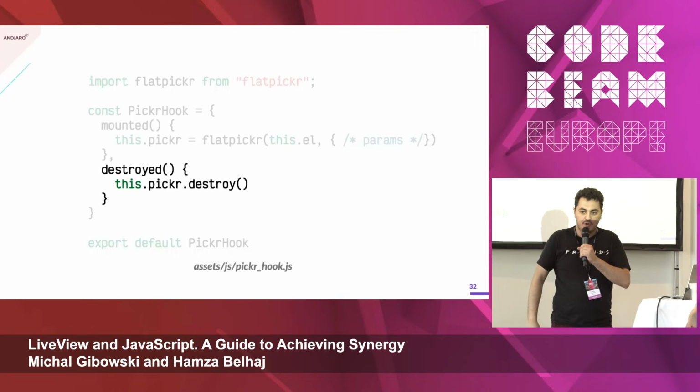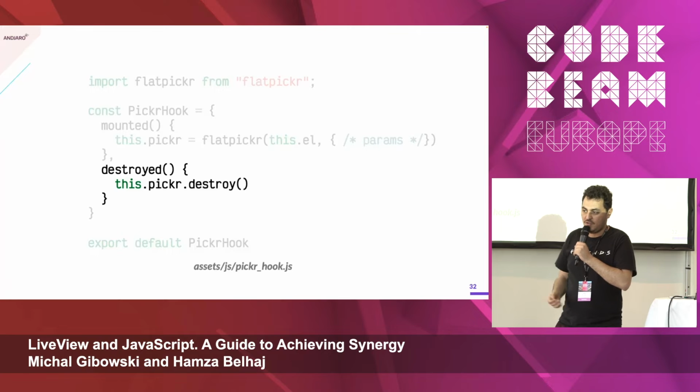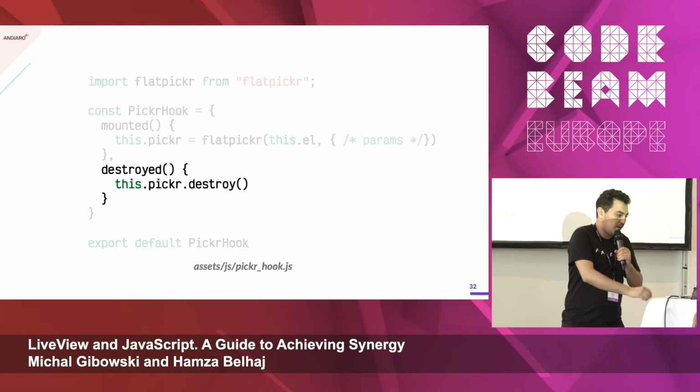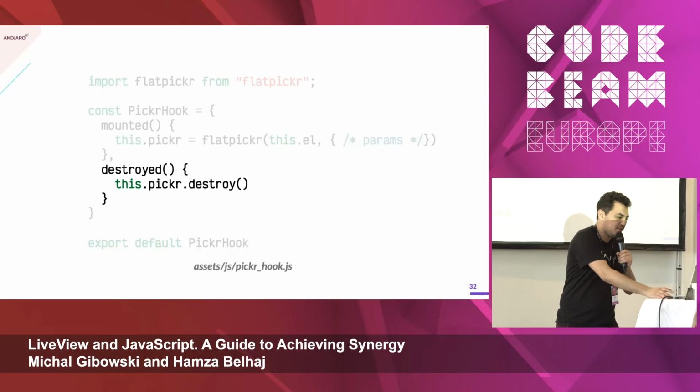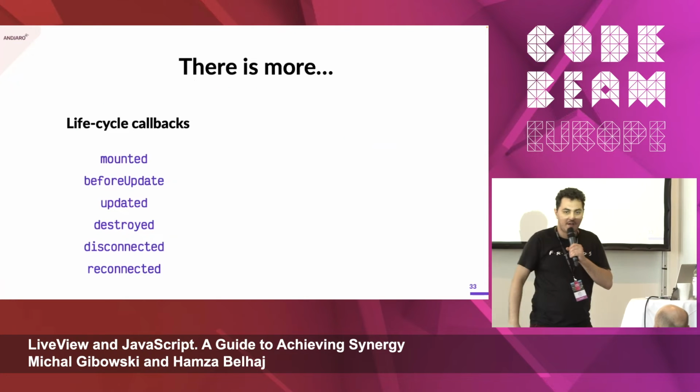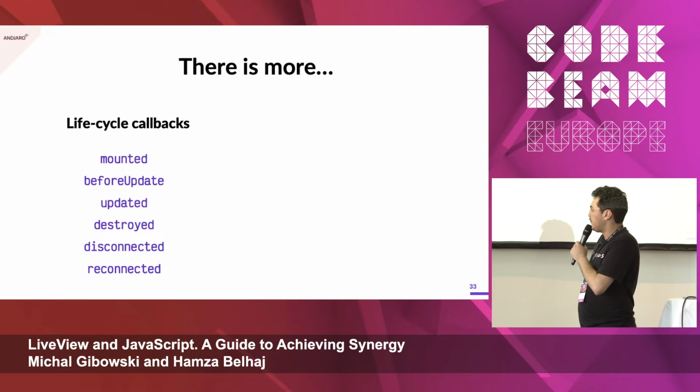So that's it. That's all the code that was needed for this demo that I showed you before. There are, of course, other possibilities. In this case, we showed when it is mounted or destroyed. But the API offers us a lot of other possibilities, as you can see on the screen.